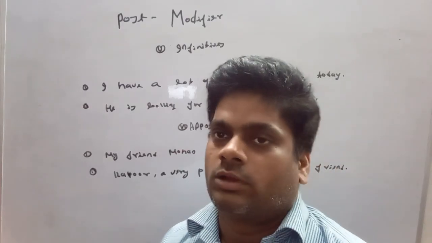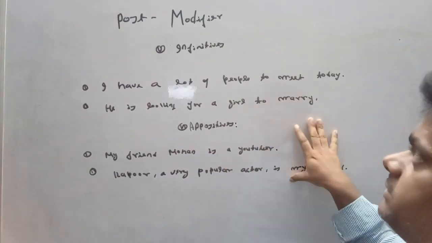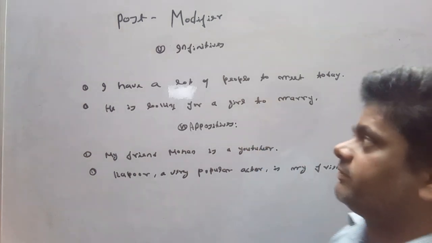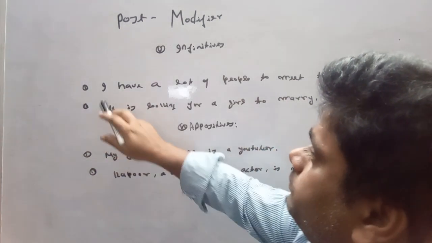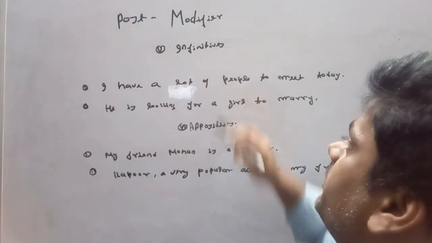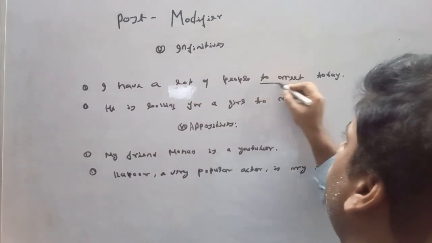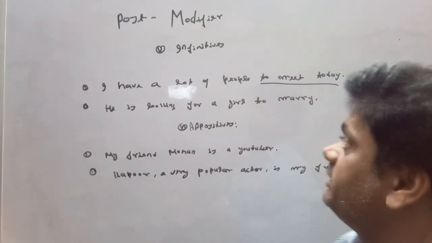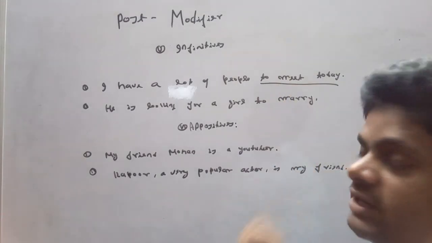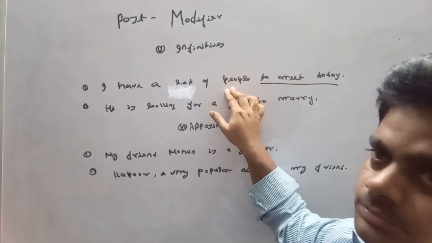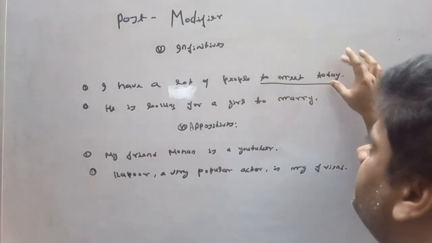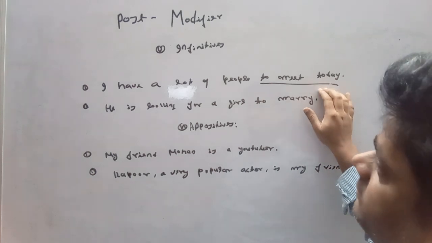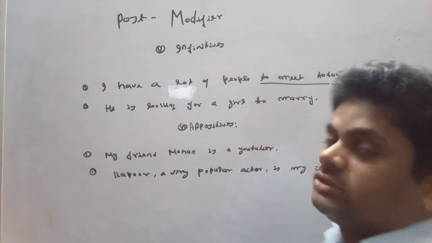So guys, please look at these sentences. Infinitives and appositives are supposed to work as post modifiers in a sentence. First sentence: I have a lot of people to meet today. To meet today is giving extra information about the noun people. So we can say that infinitives can also work as a post modifier because it is modifying the noun used just before it.